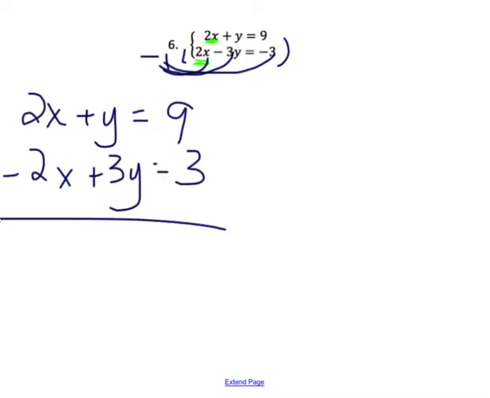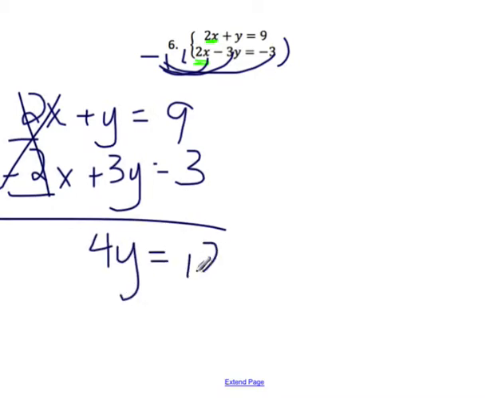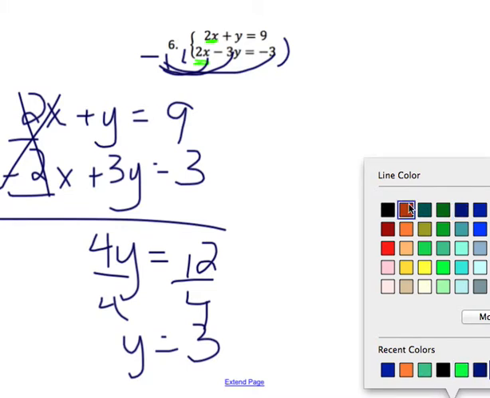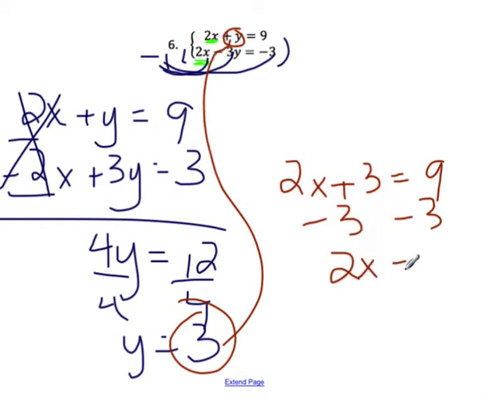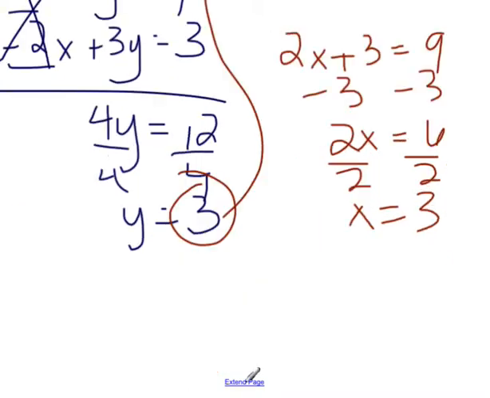So now I can go ahead and add down the columns because here I have the same coefficient with opposite signs. So those guys are going to cancel. Y plus 3y is going to give me 4y, and then 9 plus 3 is going to give me 12. Divide both sides by 4, and here we get that y is equal to 3. Now that we know that y is equal to 3, we're going to plug it back in up here for y, and solve for x. So we get 2x plus 3 is equal to 9. Subtract 3 from both sides, 2x is equal to 6, divide both sides by 2, and we get that x is equal to 3. So we're going to write that out as a coordinate point, (x, y).